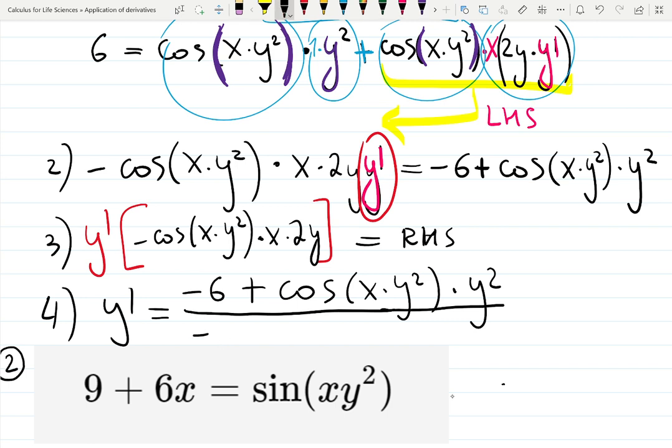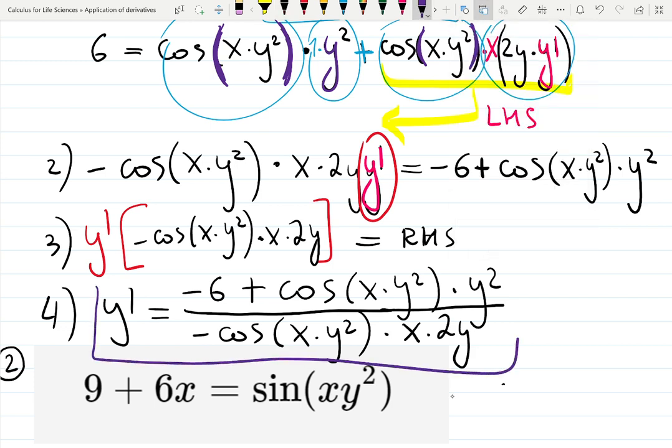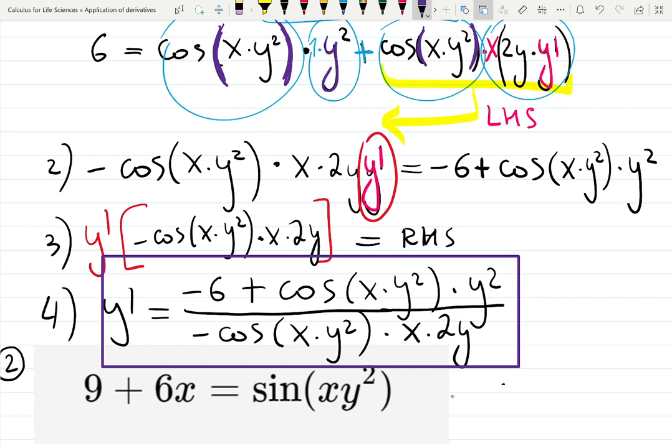minus cosine x times y squared times x times 2y. And this is the answer. It looks messy because it has to be. If the original function was messy, the derivative of the messy function will be also messy or even messier. And that's how you know you did good. Good job. It's very rare the derivative will look better.